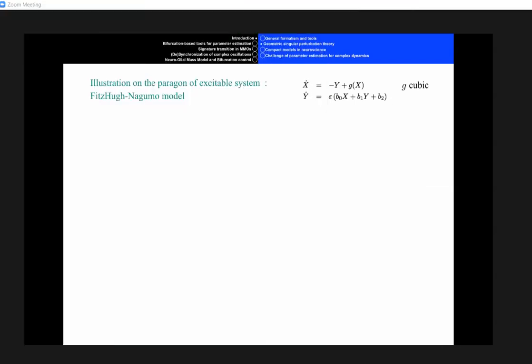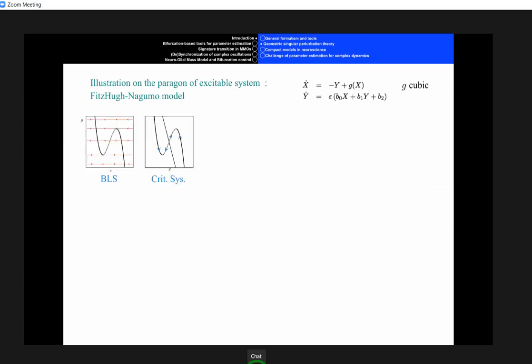This is the FitzHugh-Nagumo model. I give you this as an example so that you can understand what we can do with such systems. Probably you have heard about the FitzHugh-Nagumo system because in neuroscience it's quite famous. We have just two real state variables, X and Y, and X dot is equal to minus Y plus G of X, where G is a cubic function, while the slow dynamics on Y is given by something that is linear in X and Y.